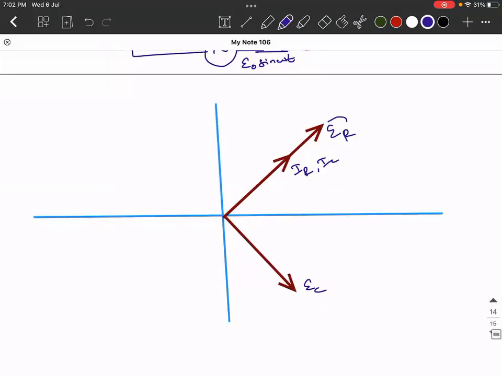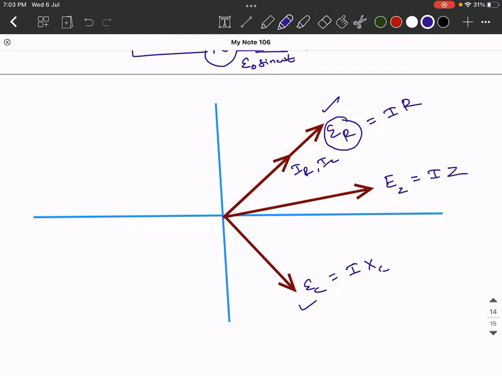Now, ER is the voltage across the resistor. So can I call this I into R? EC is the voltage across the capacitor. Can I call this the same I, but instead of R, I'll call it XC. Okay. Now, this is a vector, this is a vector. Then how is the resultant going to be? And this resultant, I will call it EZ, which will be equal to I into something called Z. I'll come to what that Z is.